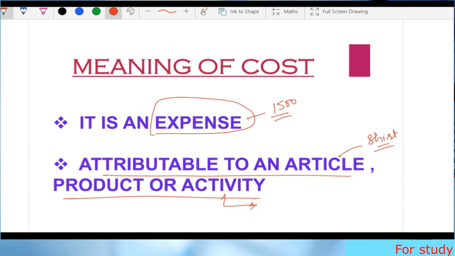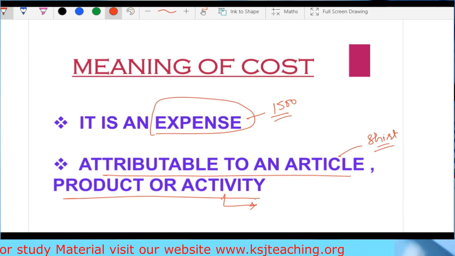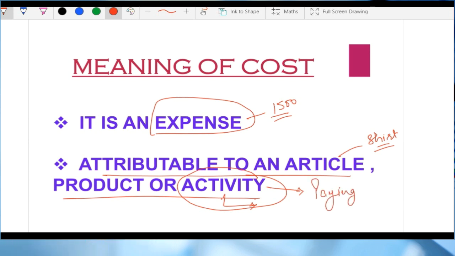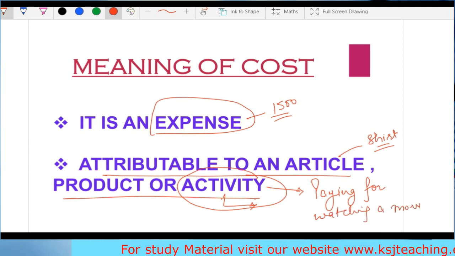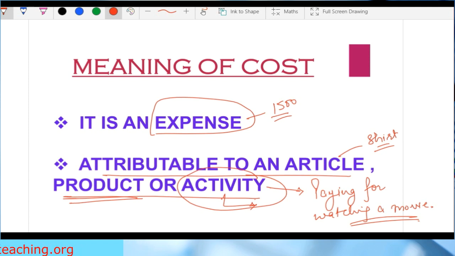Any example for the activity, sir? Sir, you go to the cinema hall to watch a movie, right? And you pay 200 or 300 rupees for the tickets for watching a movie. That is an activity. Watching a movie is an activity, right? Paying for watching a movie. That is an activity, and when you pay for it, that is your expense. So it covers any article, product or activity. Clear? So this is the basic meaning of cost.